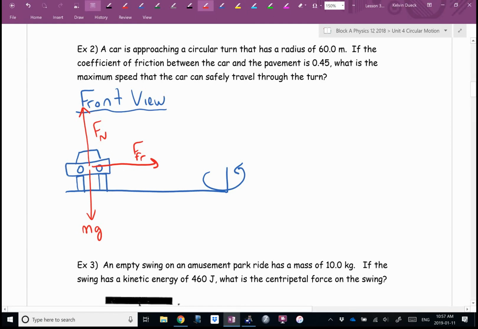Who's winning? Vertically, it's a tie. Who's winning? What path are we tracing out? A circle. Where is the winning force pointing? Toward the center. So we're going to say friction. Who's losing?